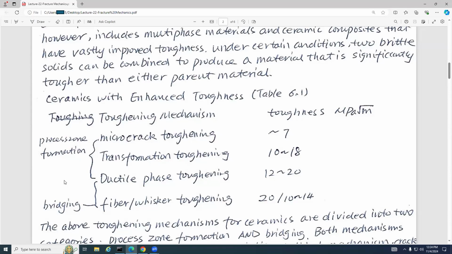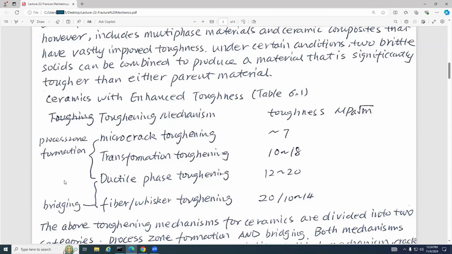So the ceramic toughening mechanisms, and we have two categories. One is called process zone formation. This is a process zone formation. Another is called bridging. So we have two big categories.